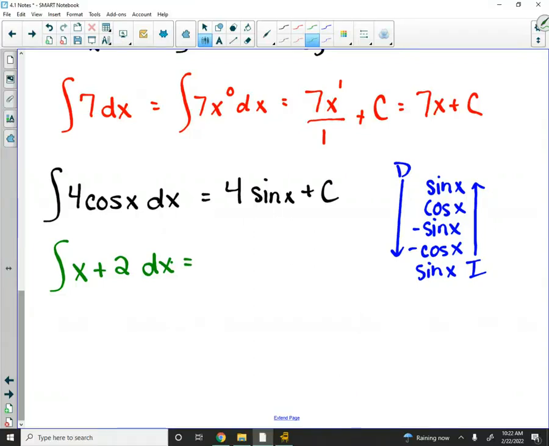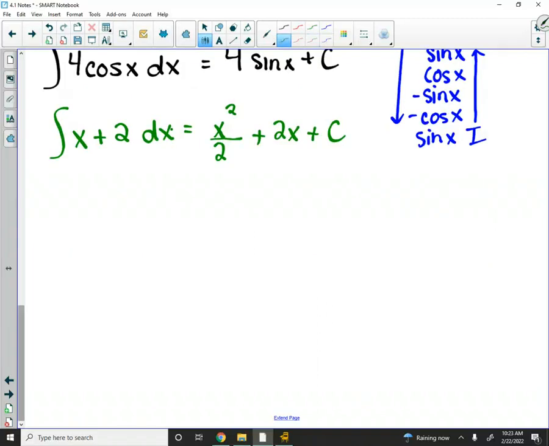So if I integrate x, that's x to the first, add 1 to the power, divide by the power. And then I want to integrate that constant. We just talked about constants. That's 2x plus c. Does anybody know why I don't add a c after each term? Yeah. If a constant was 7 here and a 3 here, when you add a 7 and a 3, isn't that still just a constant? So we don't want multiple c's. We just want one c when we integrate.